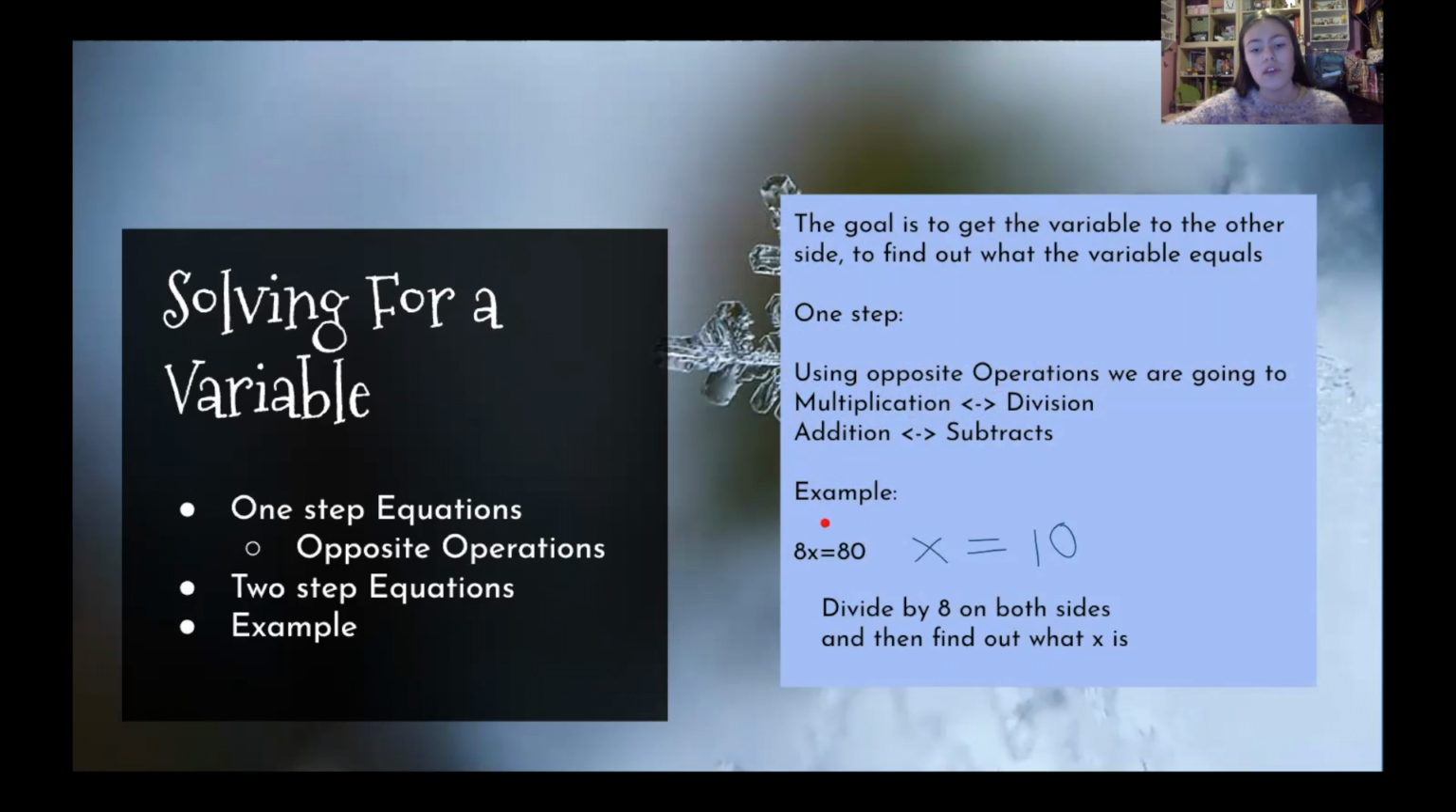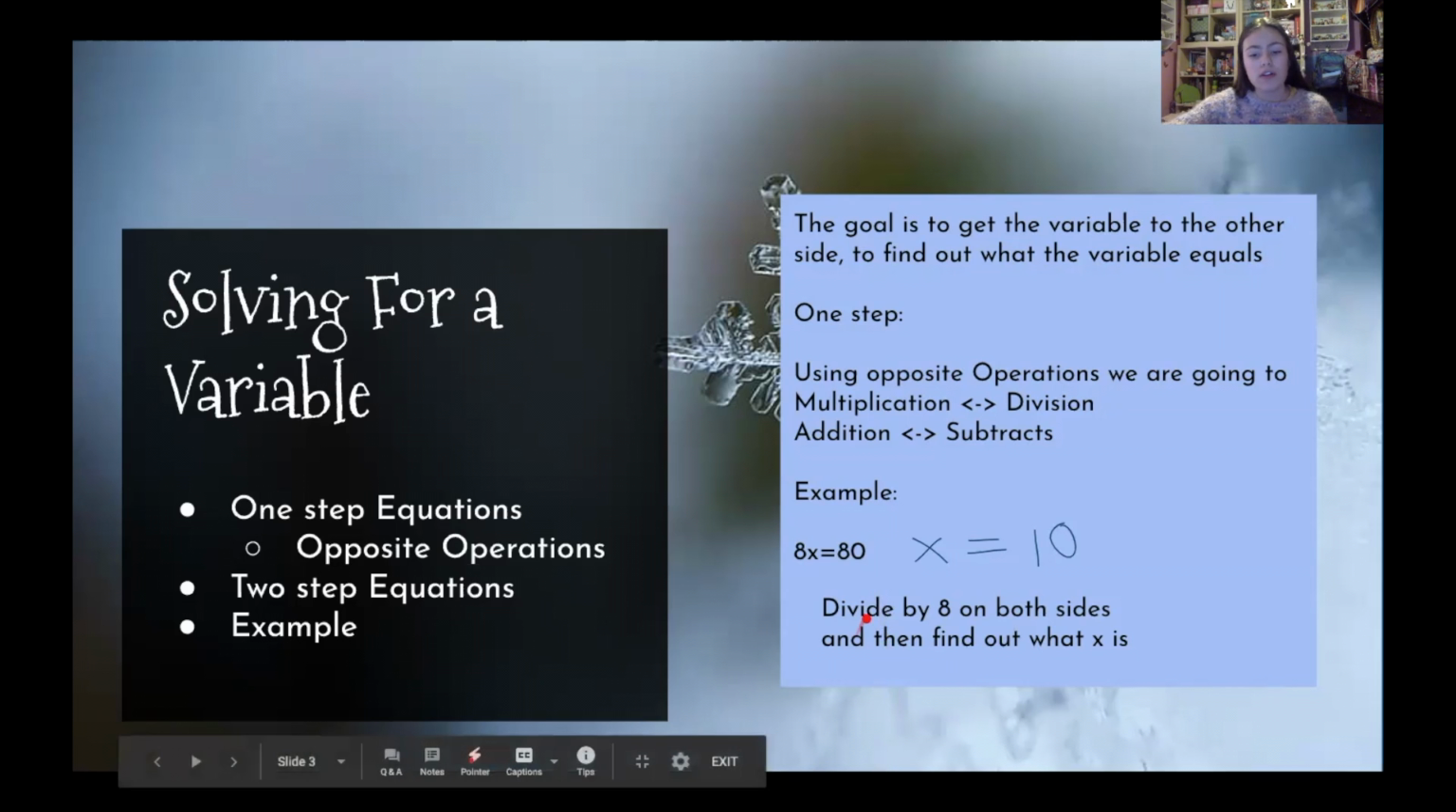Okay, so 8x equals 80. It is 8 times x, so that's multiplication. So you are going to divide 8x by 8 and 80 divided by 8. 8x divided by 8 is 1x, which simplifies to x. And then 80 divided by 8 is 10. So that would mean x equals 10. As I wrote out, you have to divide both sides by 8, and then you can find out what x is.